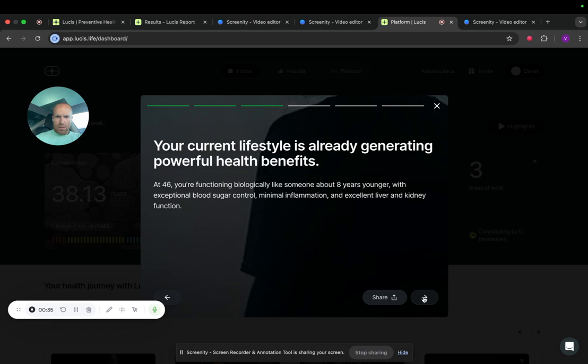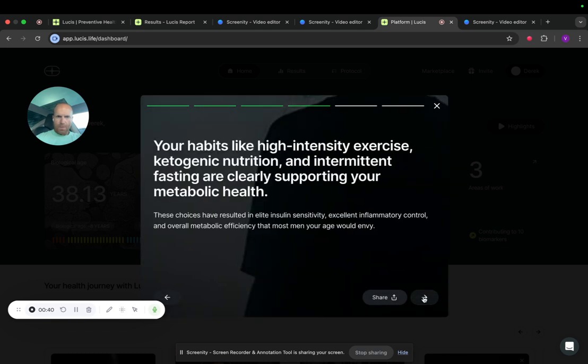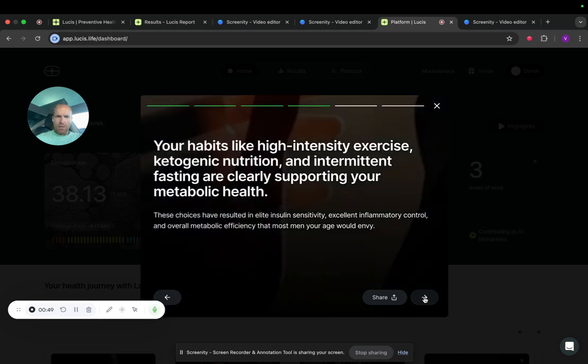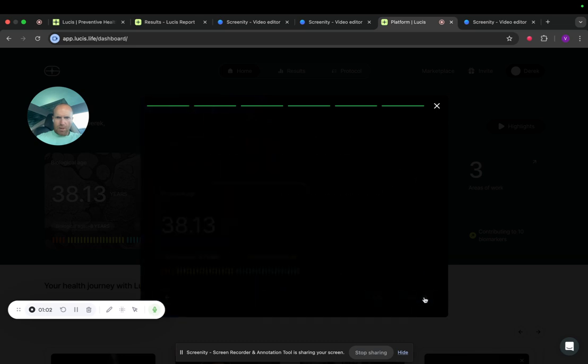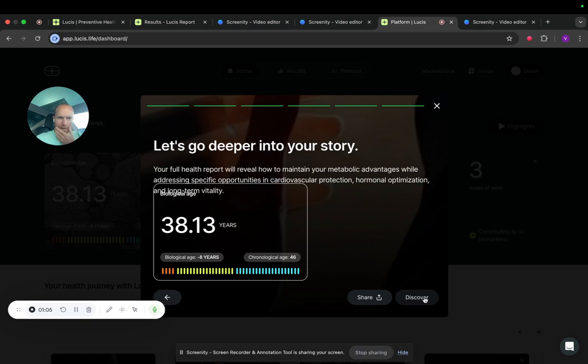And yeah, just a summary of my biological age, a bit of the context I've given it, which is really, really important. So the survey has been done to help feed in this information. So high intensity exercise, for example. I'm not really doing ketogenic, but low carb, so that's in there. And just a little bit of summary there. And then, yeah, what's my biological age?